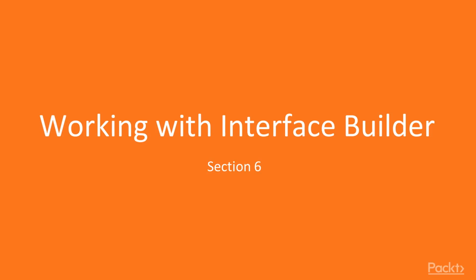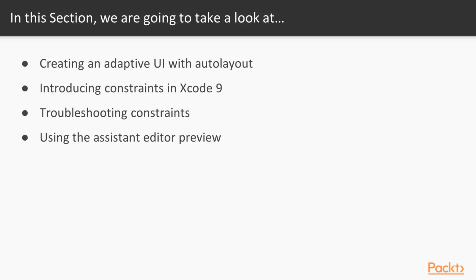Hello and welcome back. In this section, we will cover working with the interface builder. We will cover creating an adaptive UI with AutoLayout. We will look at constraints and how to use them in Xcode 9. We will see how we can troubleshoot constraints and where we can view more detailed information about constraints. And we will see how we can use the assistant editor to preview our different layouts.